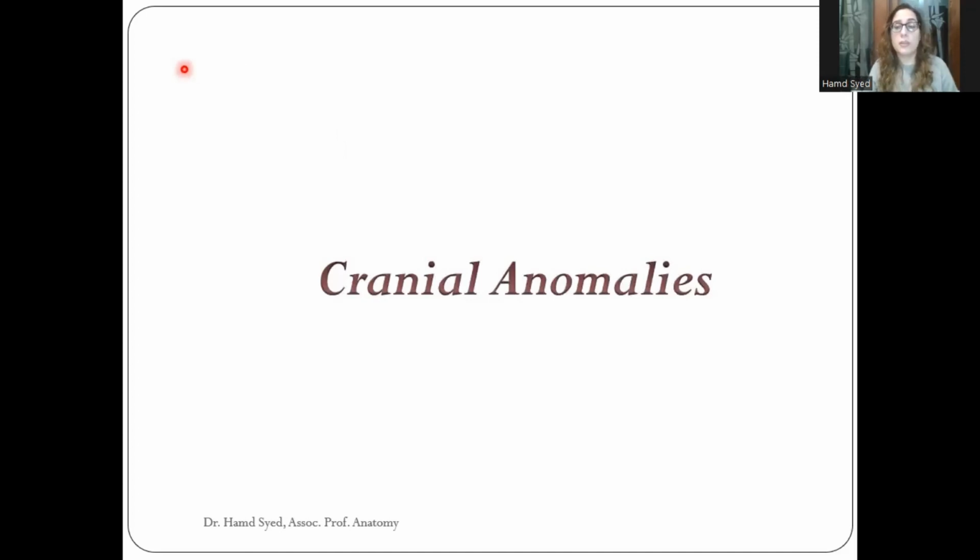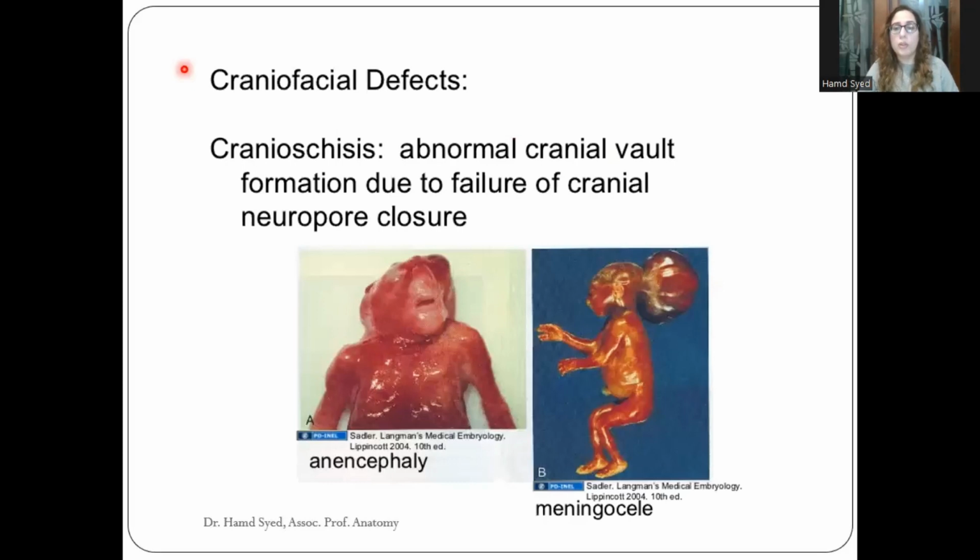Now that we have discussed the basic anatomy of the membranous neurocranium, the cartilaginous neurocranium, as well as the viscerocranium, and the development of these parts of the skull, let's look at some cranial anomalies. When we talk about cranial anomalies, there are a few medical terminologies which you should be familiar with. The first one is cranioschisis. Now, schisis simply means opening or laying apart.